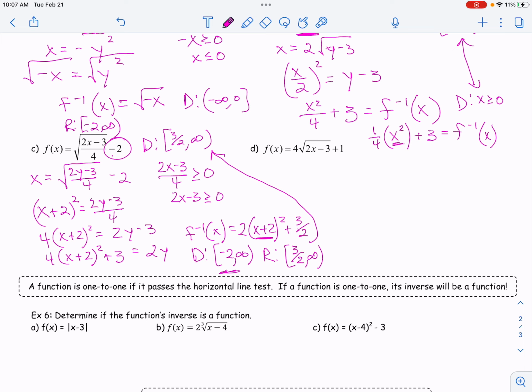Okay, so I'm going to restrict this. So my domain has to be from 3/2 to positive infinity. Then I'm going to switch my x and my y. So x equals 4, 2y minus 3 plus 1. So I subtract 1, divide by 4, squared, and now I end up with 2y minus 3.